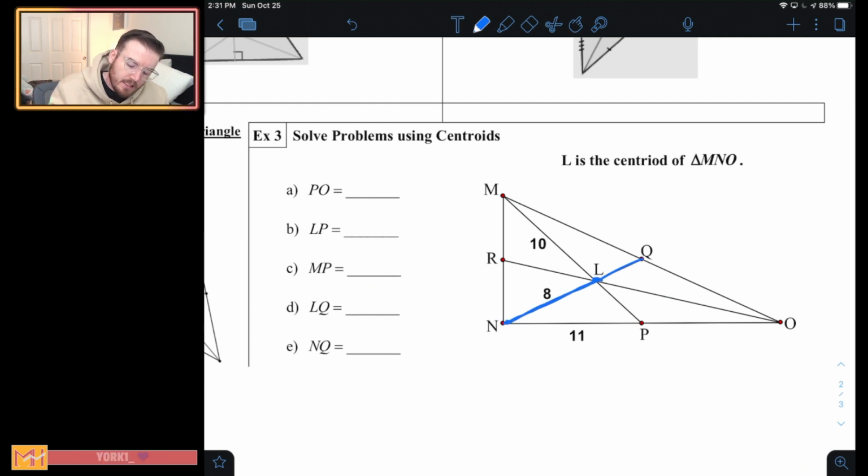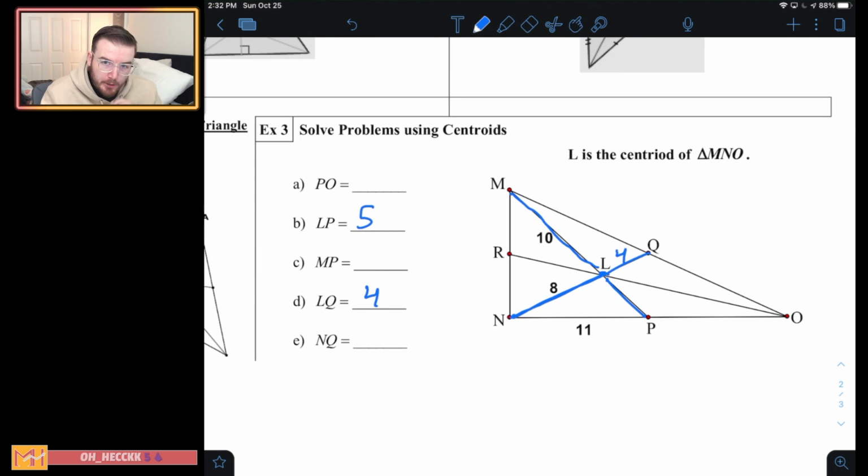So if this is 8, this must be 4. If this is 10, this must be 5. Okay? What else do we know? Well, we know that R, Q, and P are midpoints because these medians are formed by connecting the vertex, which is where the sides come together, to the midpoint. So P has to be in the middle. So therefore, PO is also 11. If this is 11, then the other half has to be 11.